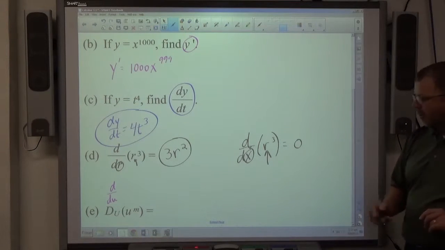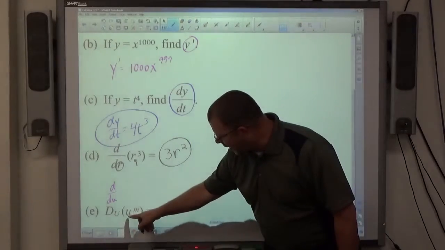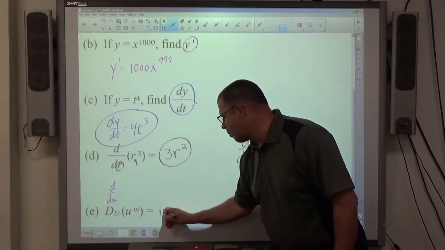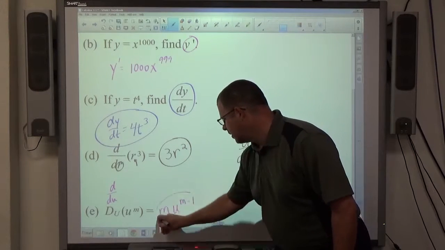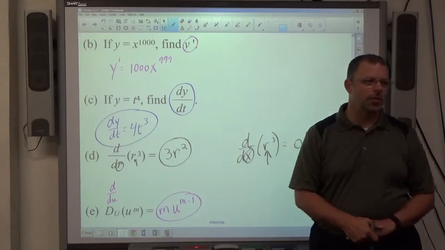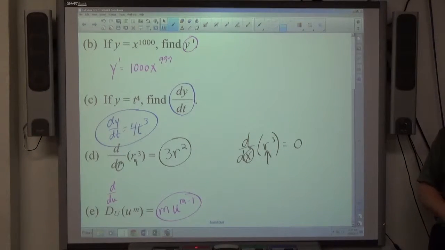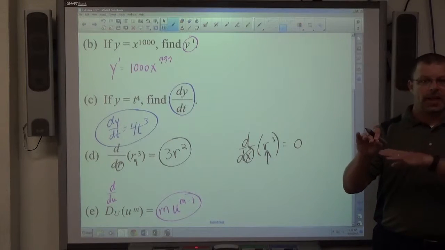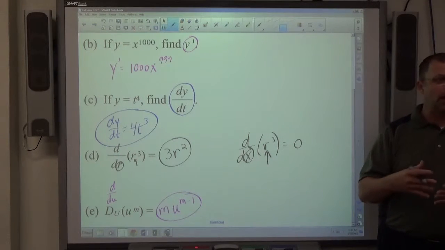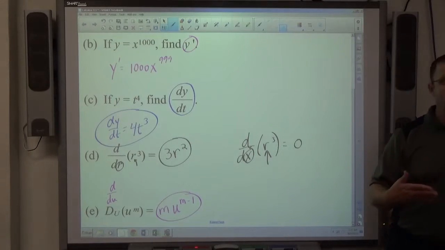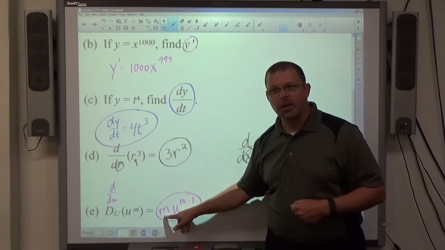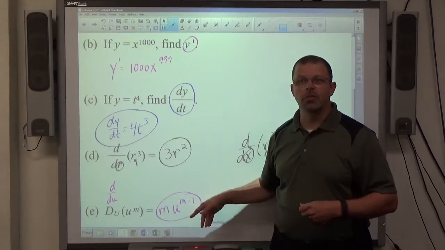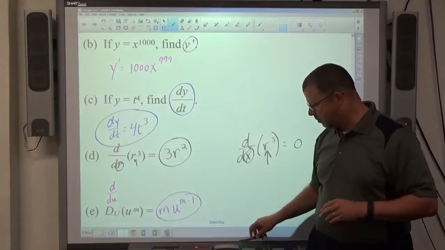The rule tells me if I have the letter raised to a power, I take the power, whatever it is, and multiply it times the letter to one lesser power. So m u to the m minus 1 will be the derivative of that. In each case, make sure you make a distinction between what a variable is and what's acting as a constant. If something's acting as a numerical value, treat it like a numerical value. In this case, m is a numerical value. The numerical value gets multiplied by the letter to one lesser power, so that's the best you can do in that expression.